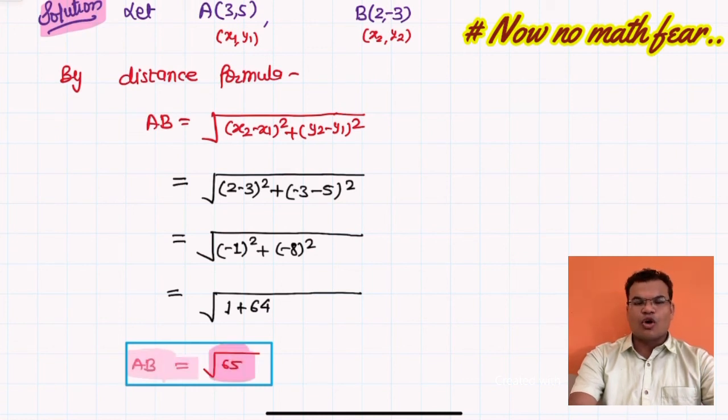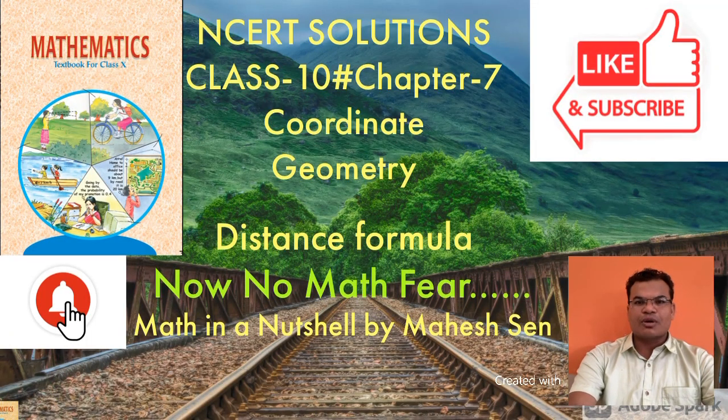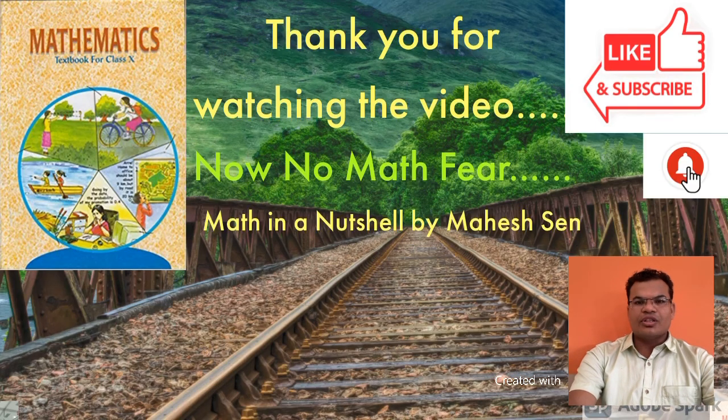Maybe in objective type questions the options will have under root 65, or you may have to take the square root of 65 and give the value in decimal if required. Otherwise, under root 65 is okay for the answer. I hope you understood the concept of the distance formula and how to use it. We will continue this topic in the next video also, because this is just one example of using the distance formula.